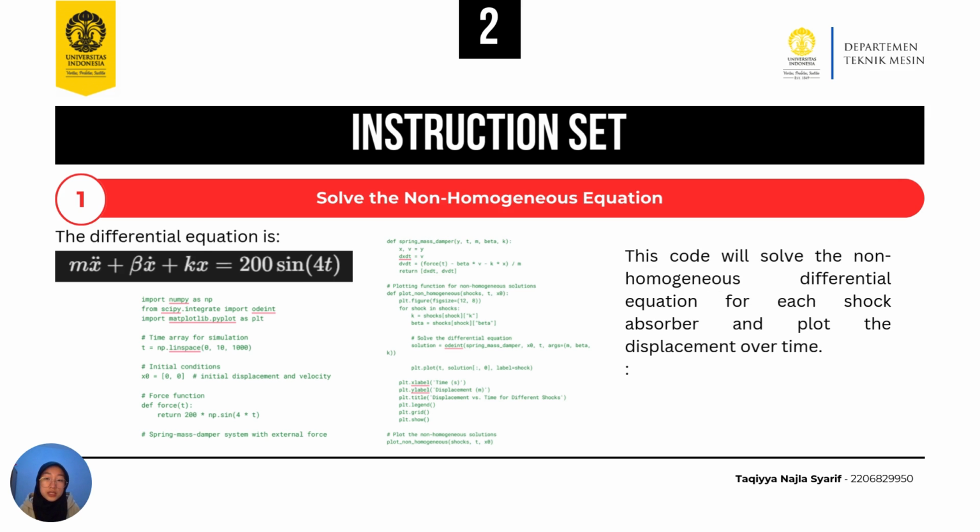Okay, this is the instruction set. First things first is to solve the non-homogeneous equation. Okay, the differential equation is as shown, and we need to solve this equation for each shock absorber using the specific k and beta values. Okay, let's write the code to solve and plot this differential equation using Python's SciPy library. I already made the Python code and it's on the slide. This code will solve the non-homogeneous differential equation for each shock absorber and plot the displacement over time.